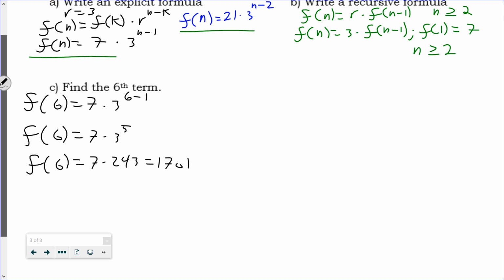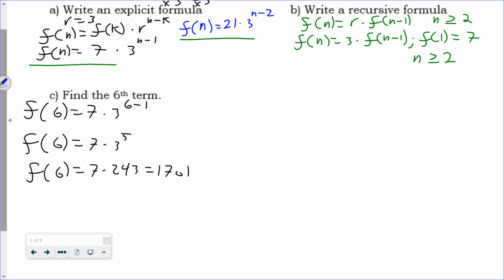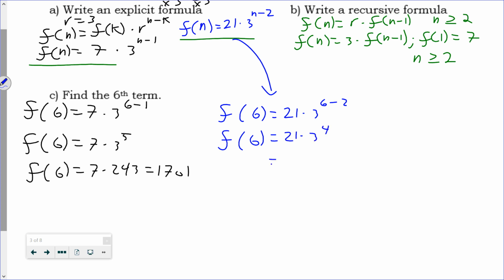All right. If I wanted to use the other one, f of n equals 21 times 3 to the n minus 2, if I want to use this formula instead, you'd still get the same answer. So f of 6 with that formula will be 21 times 3 to the 6 minus 2. F of 6 will equal 21 times 3 to the 4th power, or 21 times 81, which is still 1701. There you go.